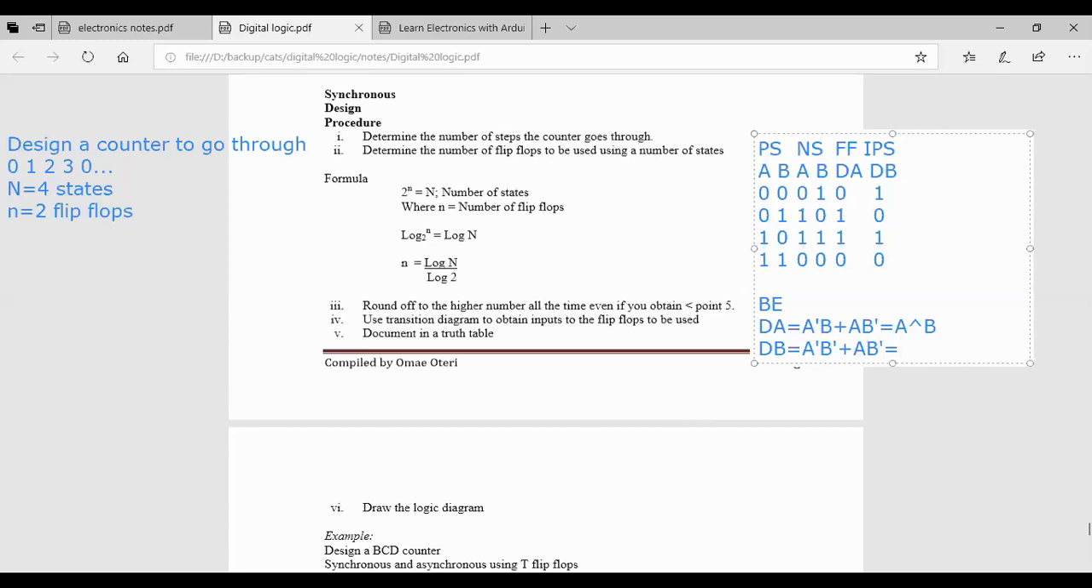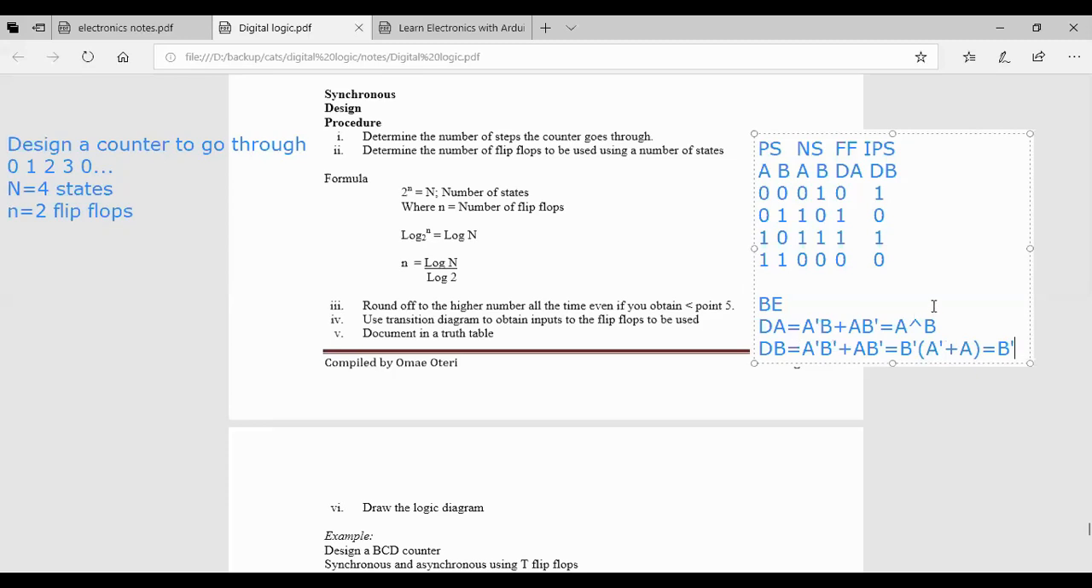What do you expect to have? A, B bar. No. Can you see B bar is common? So in brackets, what do you have? A bar plus A, A bar or A. But what's A bar or A? 1. It's 1. So therefore our output is B bar.